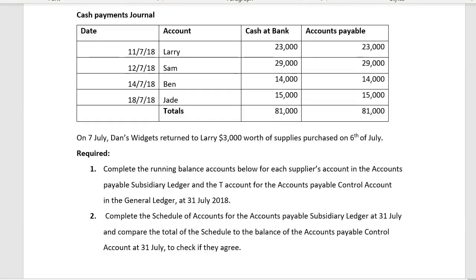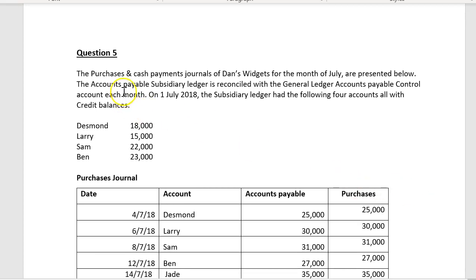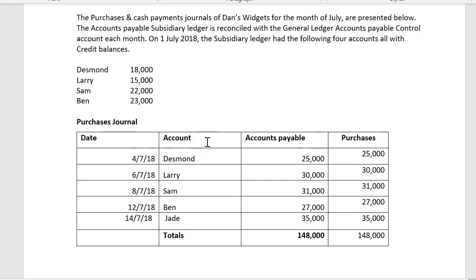Okay, so let's start question 5. Question 5 is based on special journals. It's about purchases and cash payments journals, Dan's Widgets. You're given the opening balances of each supplier. These balances represent the amount owing to each supplier. So they owe Desmond $18,000, Larry $15,000, Sam $22,000, and Ben $23,000. Okay. So you're given subsidiary ledger accounts.